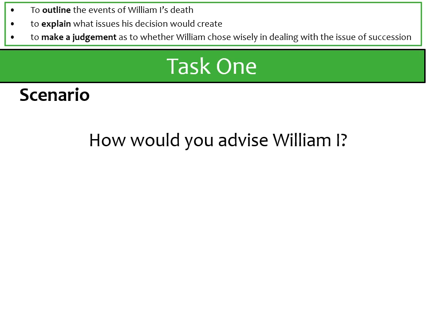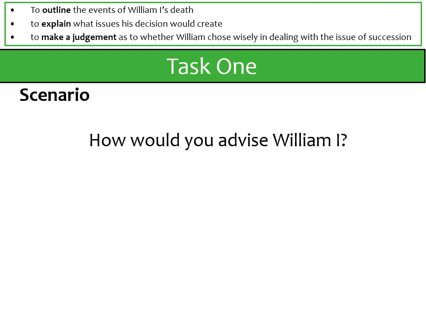As a consequence, William is in absolute agony. He's obviously suffering from internal bleeding, and he knows that he's going to die. He's sent to the priory of Saint-Gervais, away from the noise of the city, and he's left there really to die. He's got two of his sons present with him.